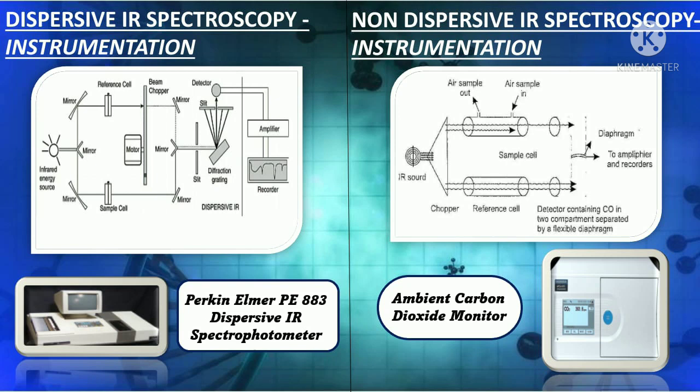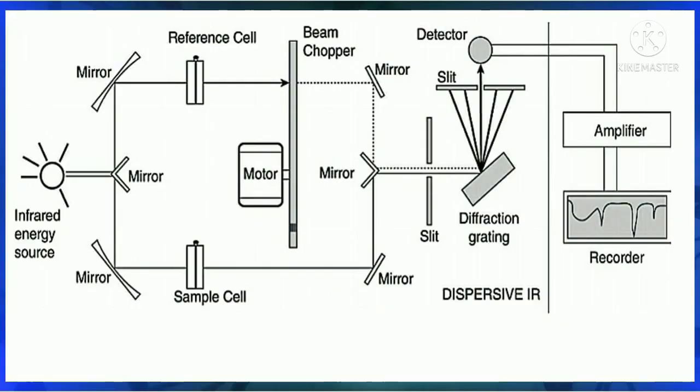So let's first study dispersive IR spectroscopy. Well, here we can see that the radiation source is going towards a mirror, via which radiation comes to the reference cell and sample cell, after which it again goes to the mirror and the beam chopper reflects it into the monochromator, which converts it into a suitable range of monochromatic radiation, and then the detector detects it.